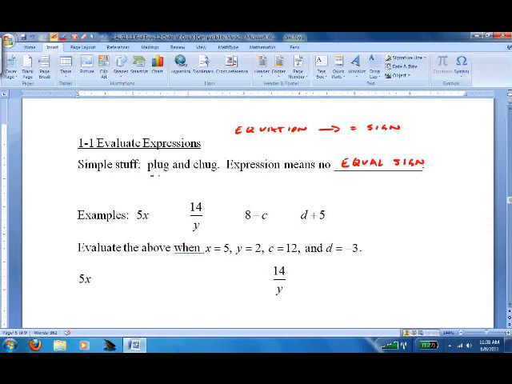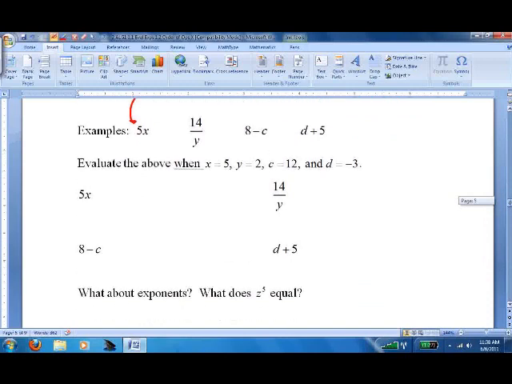Right now, we do what I call plug and chug. That means we have an expression, we plug in a value, and then we say, what is the answer? So, evaluate all these that are above, when x equals 5, y equals 2, c equals 12, and d equals negative 3.